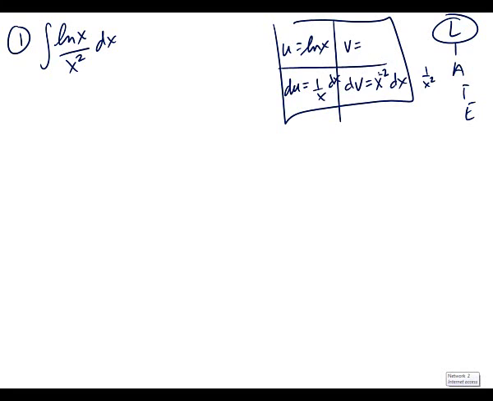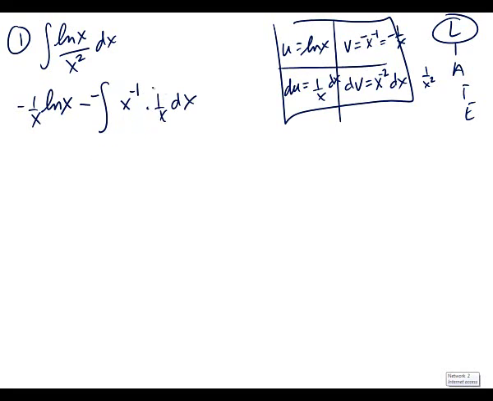And when I integrate x to the negative 2, remember we add 1, and we divide by the new exponent, which would be negative 1, so negative 1 over x. Okay, so now we're going to use our formula uv minus integral of v du. So my u is the natural log of x, v I'm going to write as negative 1 over x, minus the integral of v, in this case negative x to the negative 1, du, which is 1 over x dx.